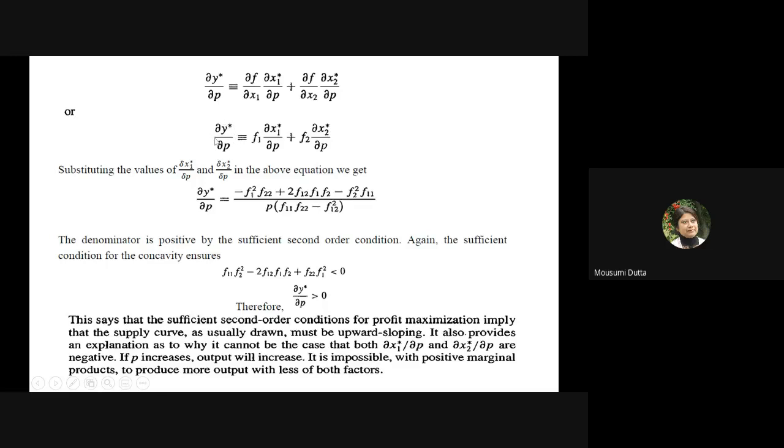So to ensure del y star by del p is always a positive number, when there is an increase in price, there can be an increase in demand of both the inputs, or at least an increase in demand for one of the inputs. It cannot happen that both the input demands are falling when there is an increase in price, because when there is an increase in price, there will be an increase in supply. The supply curve will shift to the rightward direction. The supply curve is positively sloped and it may shift to the rightward direction.